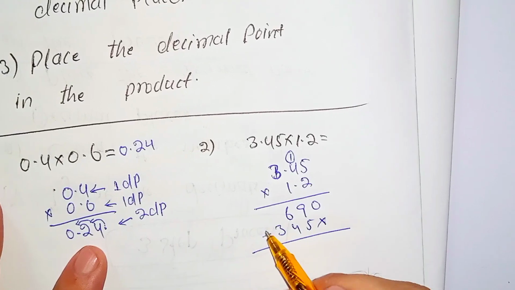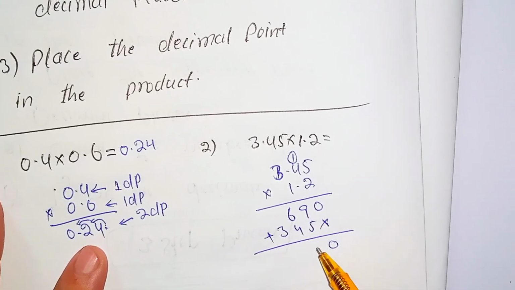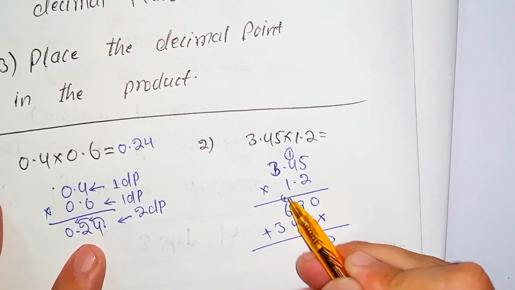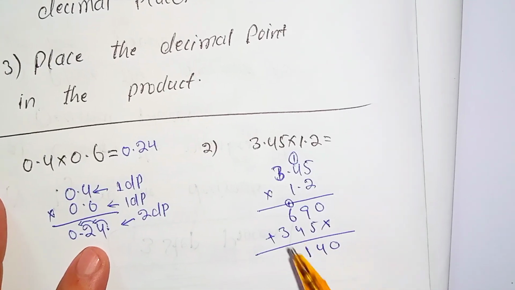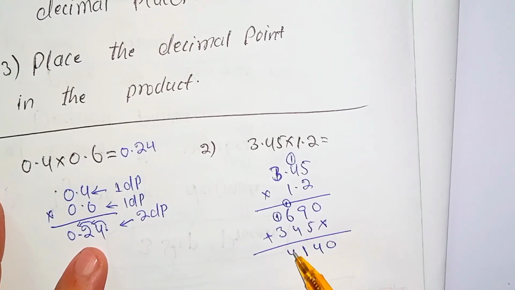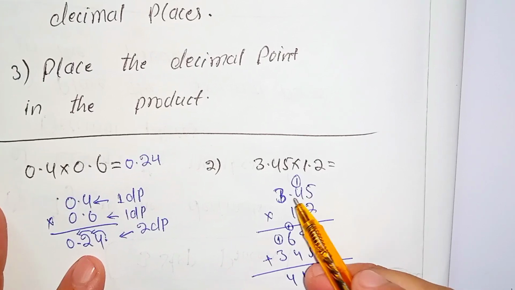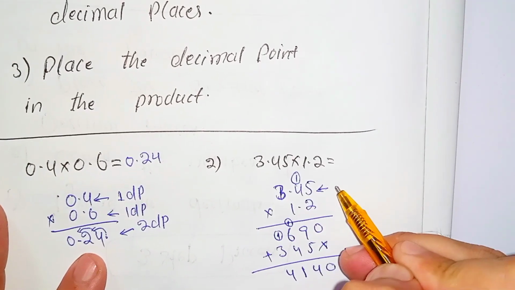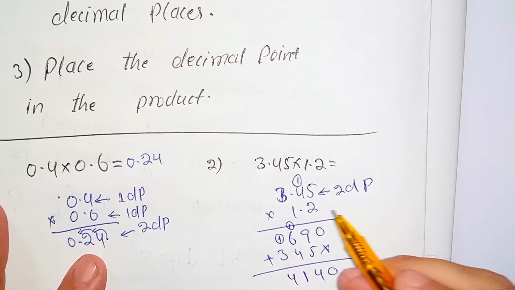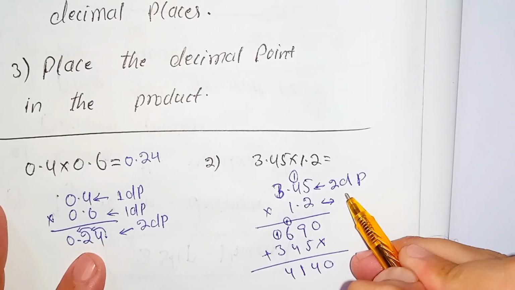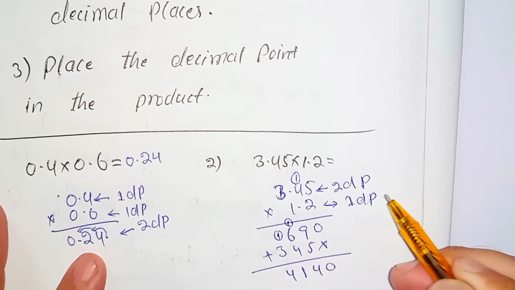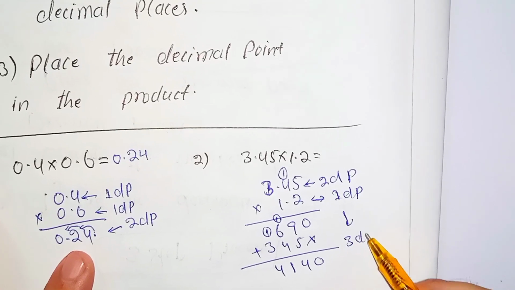So we will add these numbers. 0 plus 0 is 0, 9 plus 5 is 14, write 4, carry 1. 1 plus 6 is 7, plus 4 is 11. Write 1 and carry 1. 1 plus 3 is 4. Now we count the decimal places in the original numbers. There are 2 decimal places in 3.45 and 1 decimal place in 1.2, which becomes 3 decimal places.